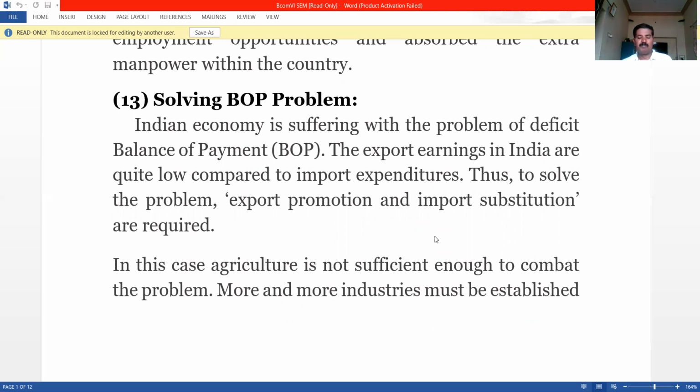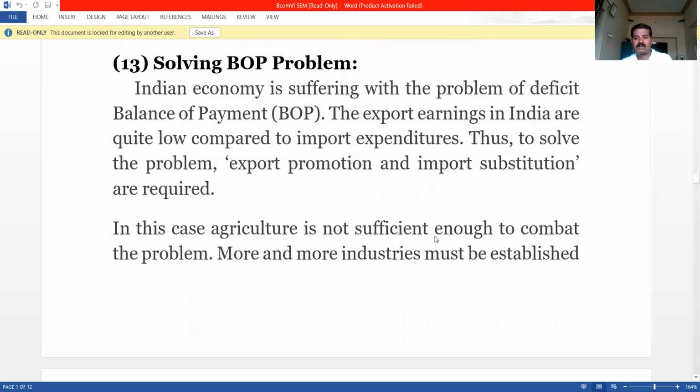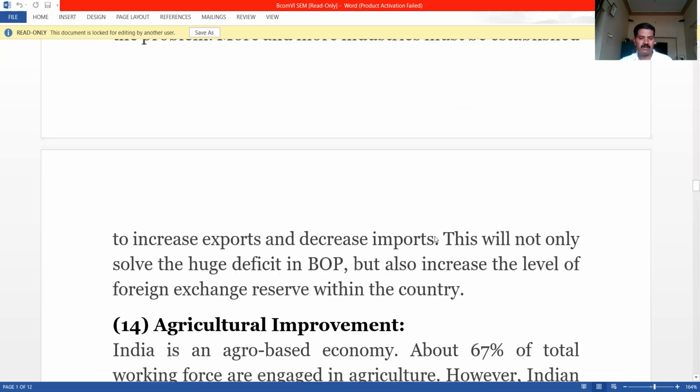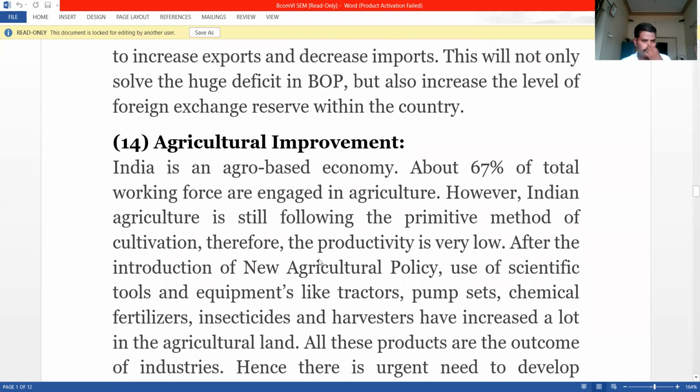In this case, agriculture is not sufficient to combat the problem. More and more industries must be established to increase exports and decrease imports. This will not only solve the huge deficit in the balance of payments, but also increase the level of foreign exchange reserves within the country.